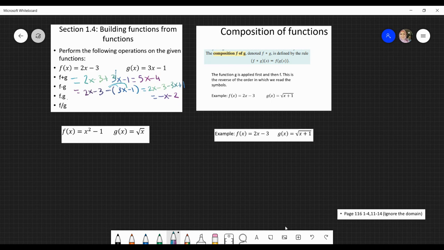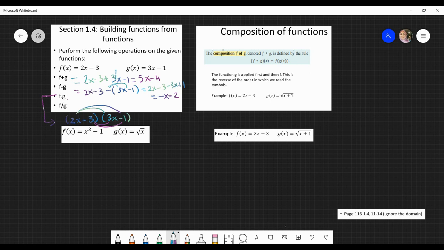Now, multiplication, and this might take a little bit more space, so I'm going to do the multiplication right here. 2x minus 3 times 3x minus 1. And what we do is we FOIL those two functions, and then we combine like terms. I'm not going to complete that because this is not our objective. This is just a prerequisite.